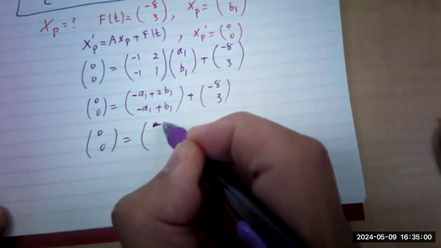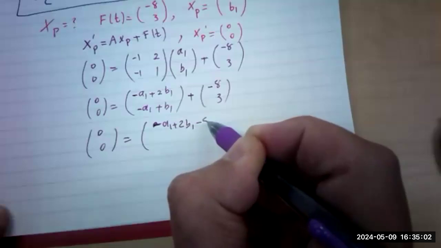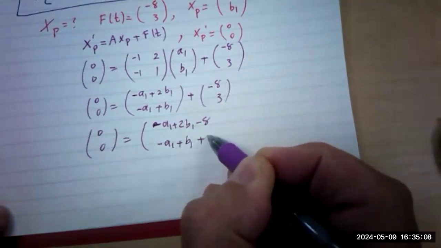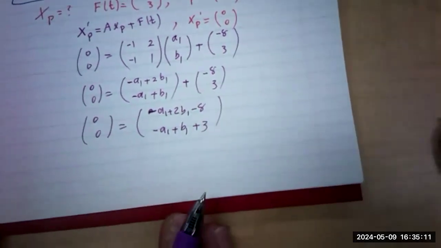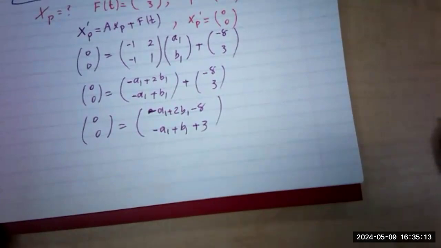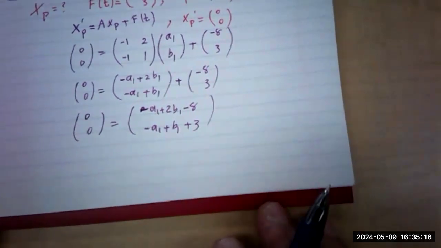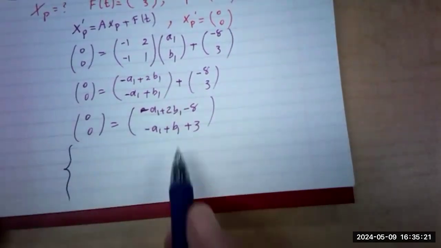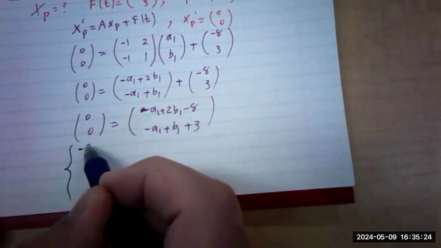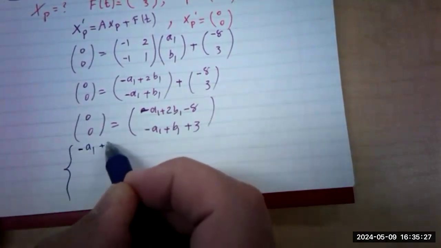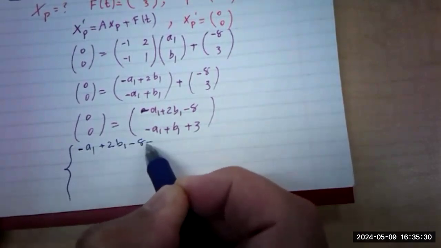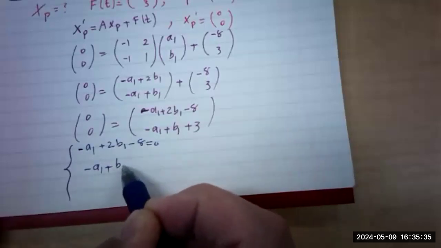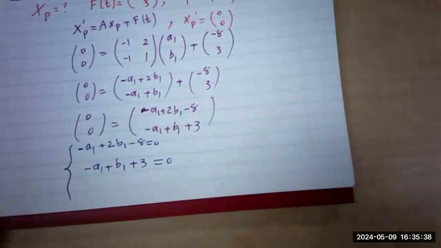So this is going to be negative A1 plus 2B1 minus 8. And the second part would be negative A1 plus B1 plus 3. Okay, you end up with this. Now you let the corresponding entries be equal to each other to give you a system of equations for A1 and B1. So the first part over here, you have negative A1 plus 2B1 minus 8 equal to 0. And for the second one, we have negative A1 plus B1 plus 3 equal to 0.